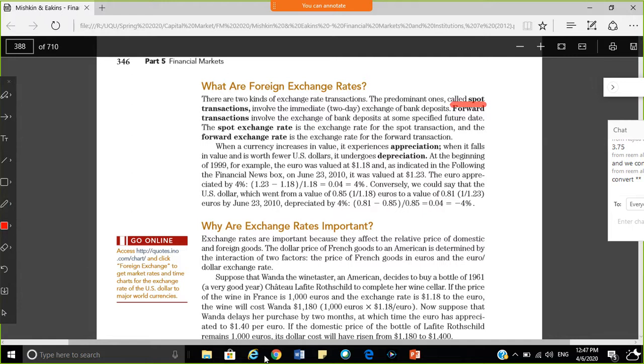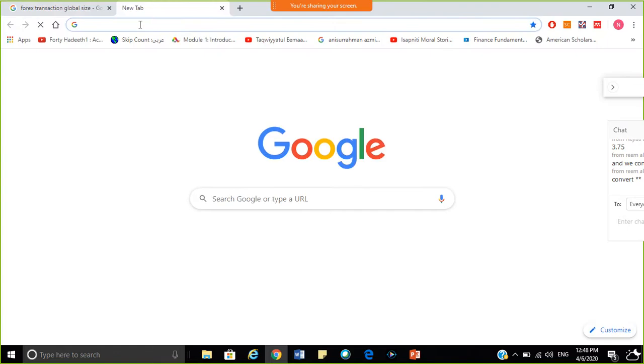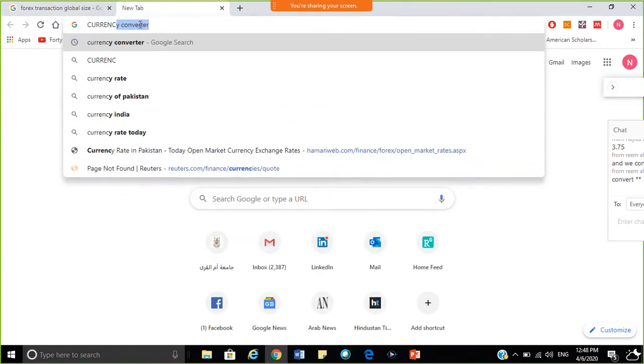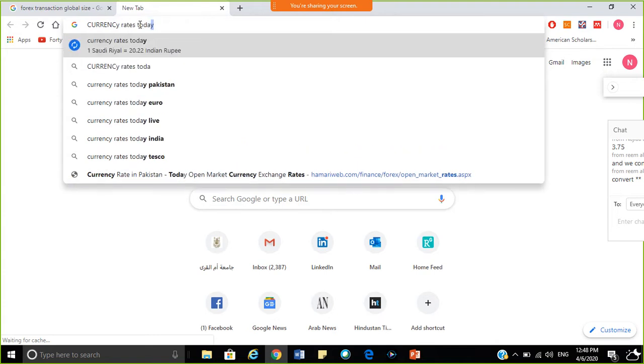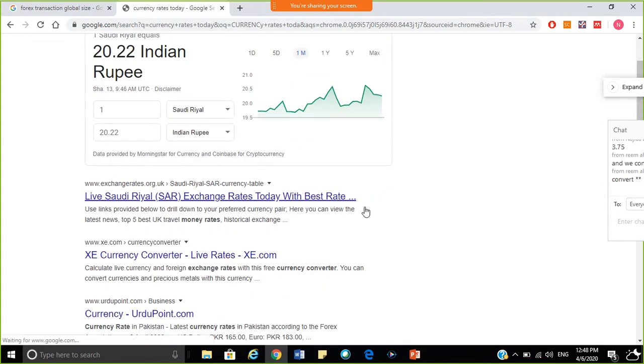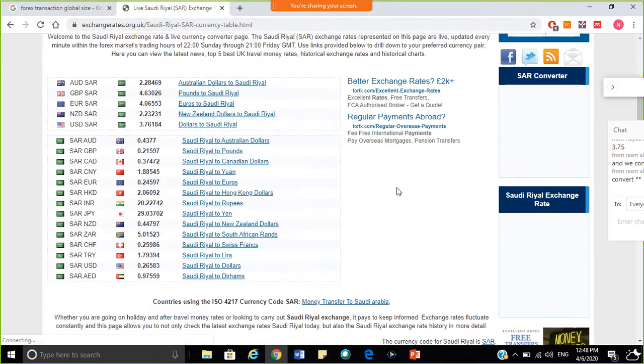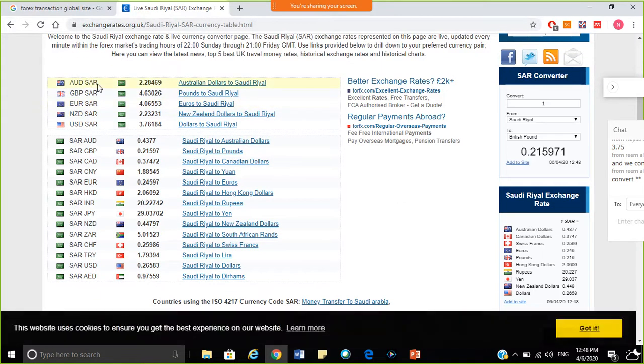Let's look at it practically. Suppose we look at currency rates today. Saudi Riyal exchange rates today. So, here is a website from the UK, with exchange rates. Now, look here, Australian dollars, Saudi Riyal.